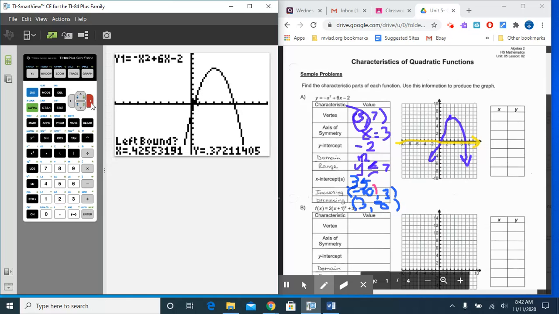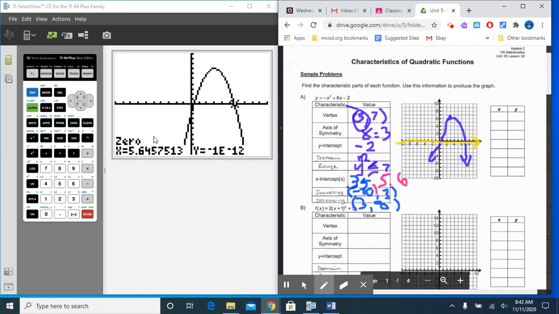So just move the cursor over, get it kind of close. Press enter, and then go down below. And we press enter, and then enter a third time. And 5.6-ish is my other x-intercept. And so that's what you do with each one of those.